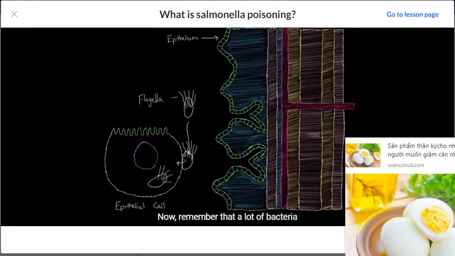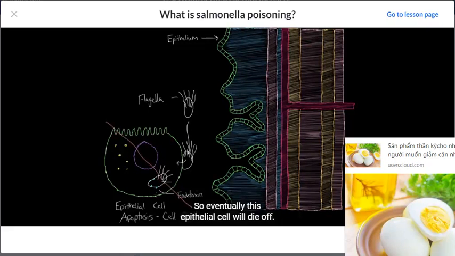Now remember that a lot of bacteria have this structure around them called a cell wall. And associated with that cell wall, in this case, is a chemical called an endotoxin. That endotoxin will trigger the release of chemicals called cytokines. And these cytokines will ultimately lead to a process known as apoptosis, which just basically means cell death. So eventually this epithelial cell will die off, and now you have all of these cells on the epithelium just dying. And remember that these cells are responsible for digesting and absorbing food, so now you can't do that anymore.